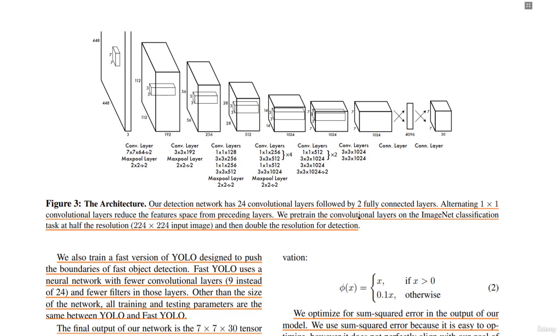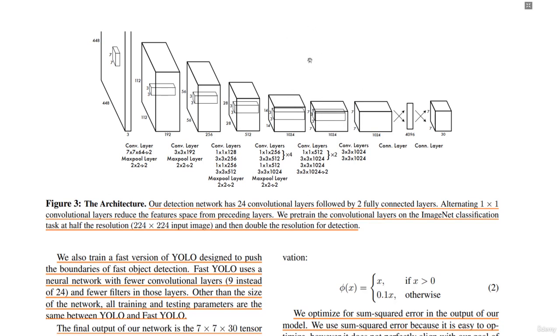Then they pre-train the conv layers on the ImageNet classification task. This is very important because with the pre-trained network, we are able to extract very relevant features from the images, and it makes it easier for us to train the conv net to learn more specific tasks, like the classification and then the object localization. So that's it. We have to pre-train, and here we have all the necessary details.